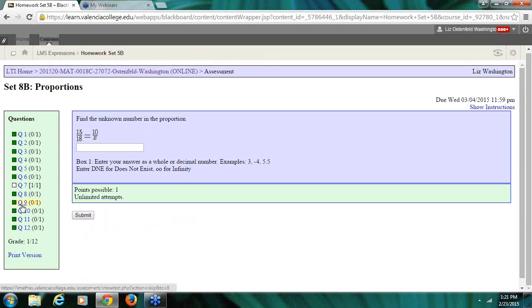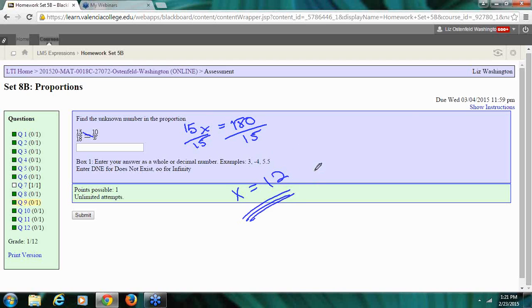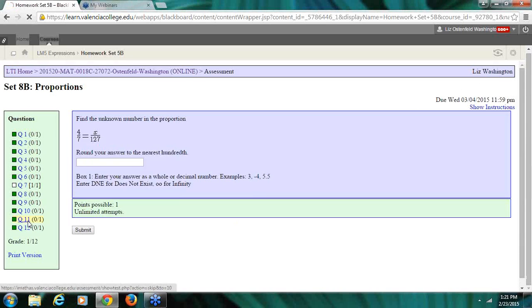Alright, let's see. Again, this is just solving a proportion, which means cross multiply. I'm going to get 15 times x, which is 15x. 10 times 18, which is 180. In order to find out what x is, I need to separate the 15 from the x, which means I'm going to divide. And 180 divided by 15 is just 12. These are the same.